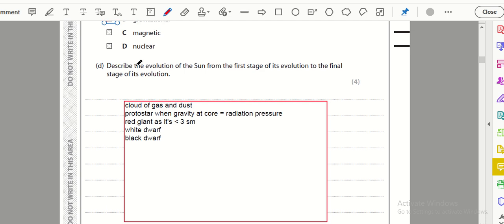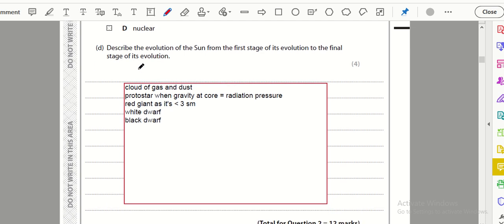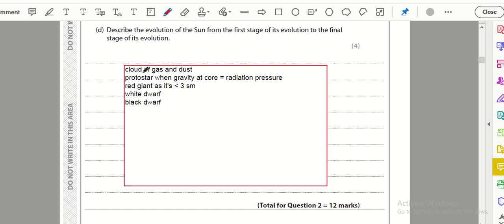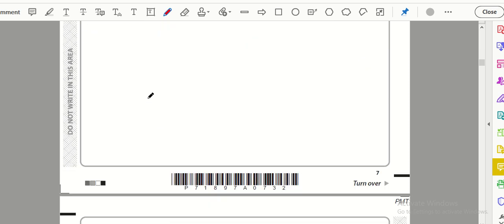Describe the evolution of the Sun from the first stage to the final stage. Cloud of gas and dust, protostar when gravity equals radiation pressure, red giant as its mass is less than 3 solar masses, then white dwarf, then black dwarf.